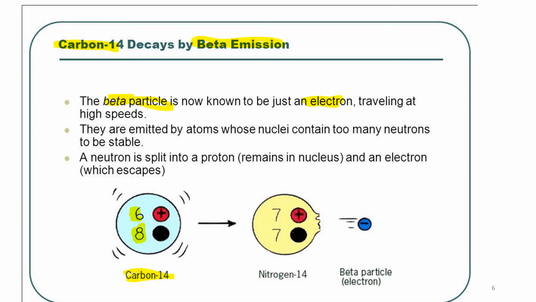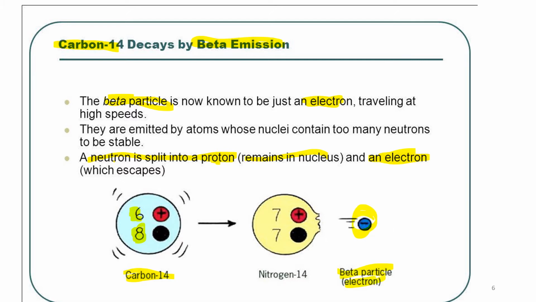When we have elements with atomic number 20 or less, our rule says that they want to have a ratio of protons to neutrons of about 1-to-1. So we're 6-to-8, so we have too many neutrons. So this neutron can be split into a proton, which stays in the nucleus, and then ejects that high energy electron, which is our beta particle. So that's what's being represented here. Here's our beta particle, our high energy electron.